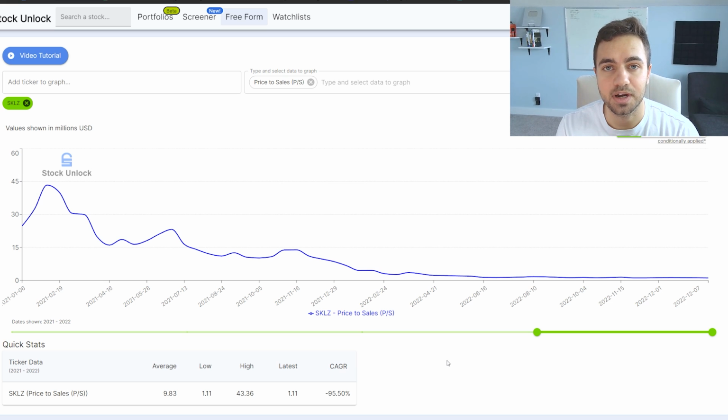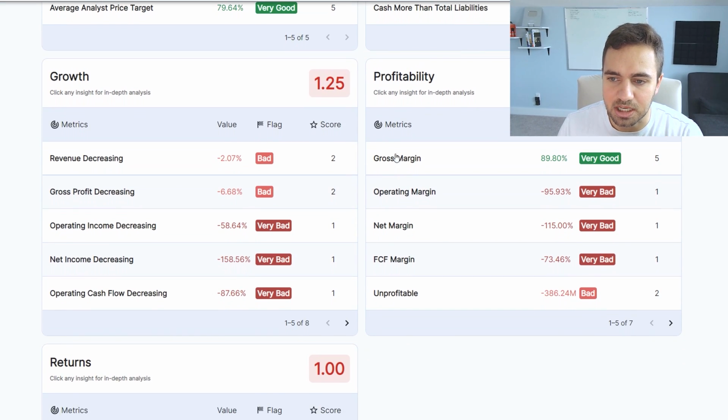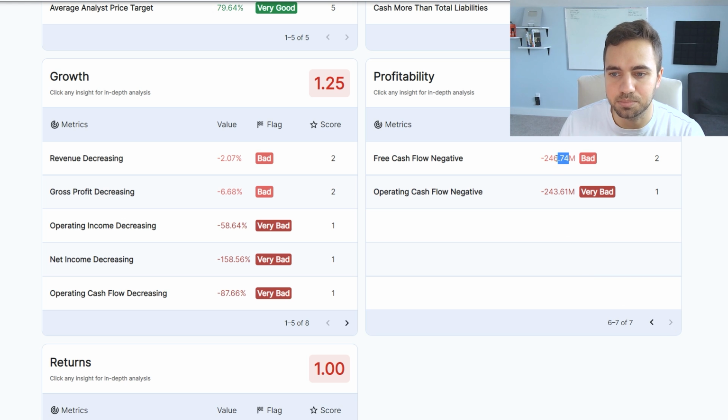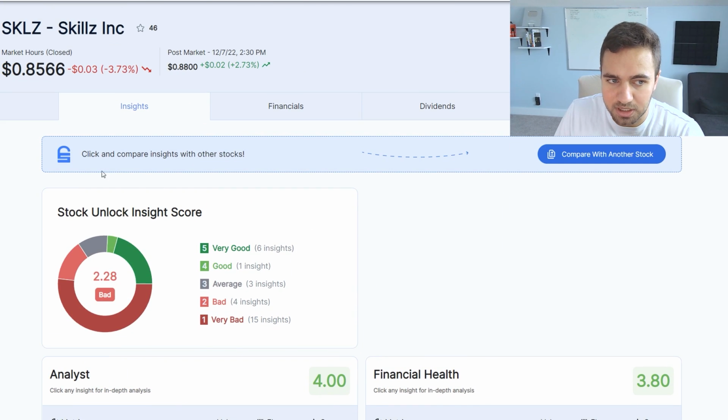I'm not a financial advisor. Don't go and buy this stock just because I'm talking about it. In my opinion, I think that this stock is not a good investment, even though the price to sales ratio is sitting at an all-time low right now. Why? Because the stock is losing so much money. It's not making any money at all. It's burned about $250 million in the past year. Its revenue and everything is decreasing, and its fundamentals do not look that good at all.